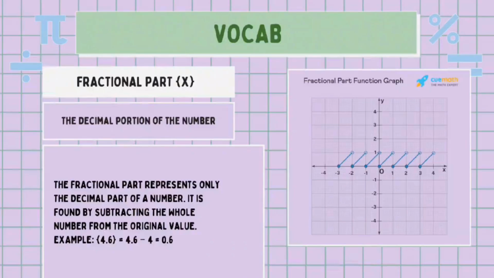The last vocabulary word is the fractional part, written as bracket x. The fractional part is only the decimal portion of a number after we remove the whole number. We can find it by doing x minus the floor of x. For example, if x is 3.8, the floor is 3, so the fractional part of 3.8 equals 3.8 minus 3 equals 0.8. So the fractional part just tells us the leftover decimal part of the number itself.